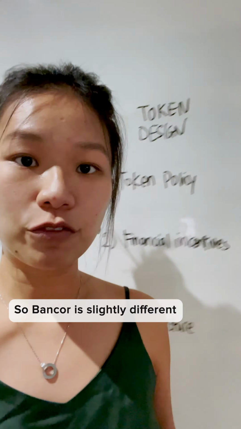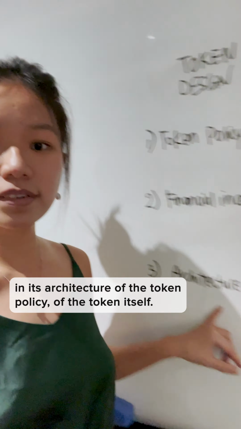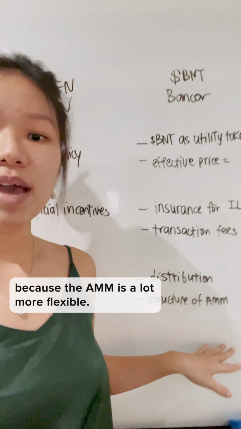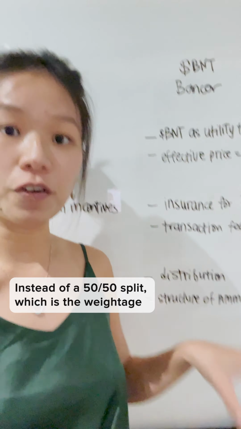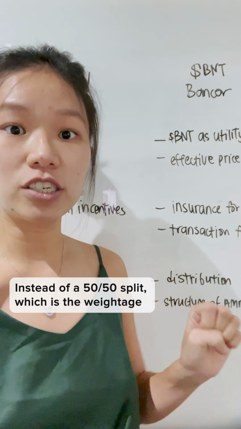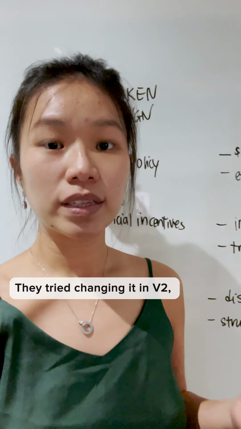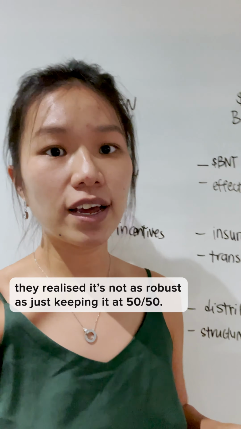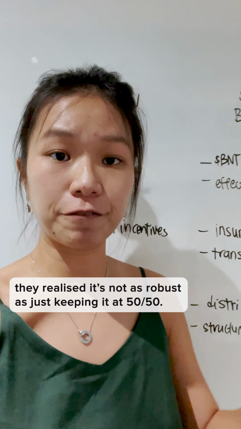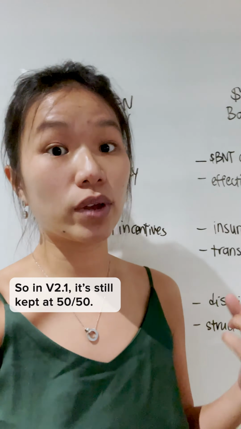So Bancor is slightly different in its architecture of the token policy of the token itself, because the AMM is a lot more flexible. Instead of a 50-50 split, which is the weightage between the reserve and liquid tokens, you can actually change that. They tried changing it in version 2. They realized it's not as robust as just keeping it at 50-50. So in version 2.1, it's still kept at 50-50.